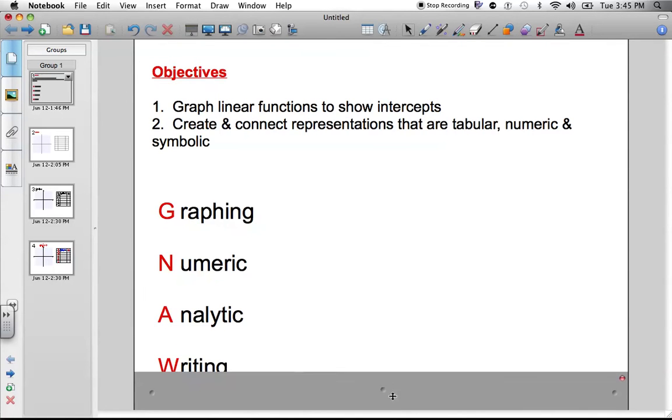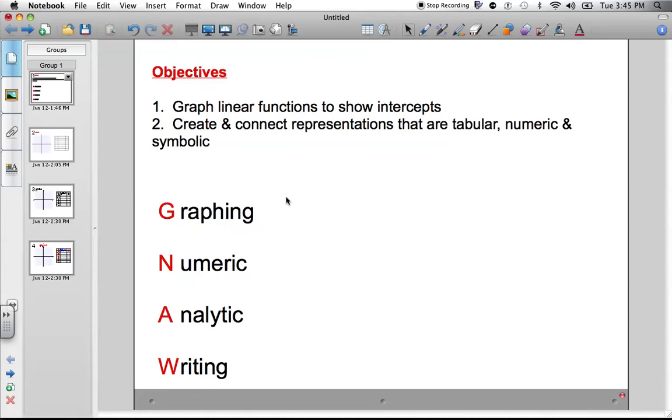This year when we look at functions, we're going to look at it from what we call the GNA approach. GNA stands for the Graphing, Numeric, Analytic, and Writing approach. What that means is each function can be represented, and we're going to learn how to represent it using a graph, numerically with a table, analytically, that is, with an equation, and then we'll have to describe the function that we're dealing with. Today we're going to look at the linear function.